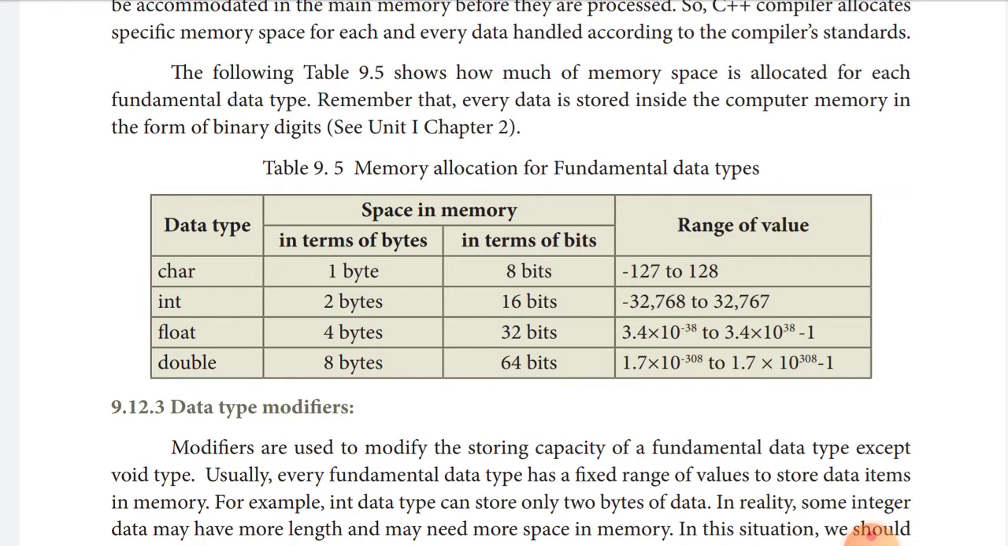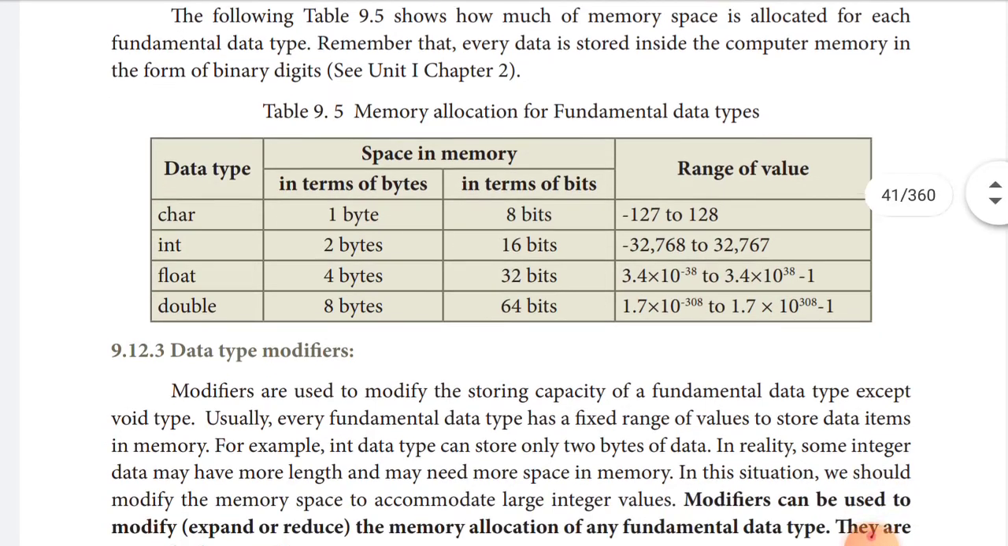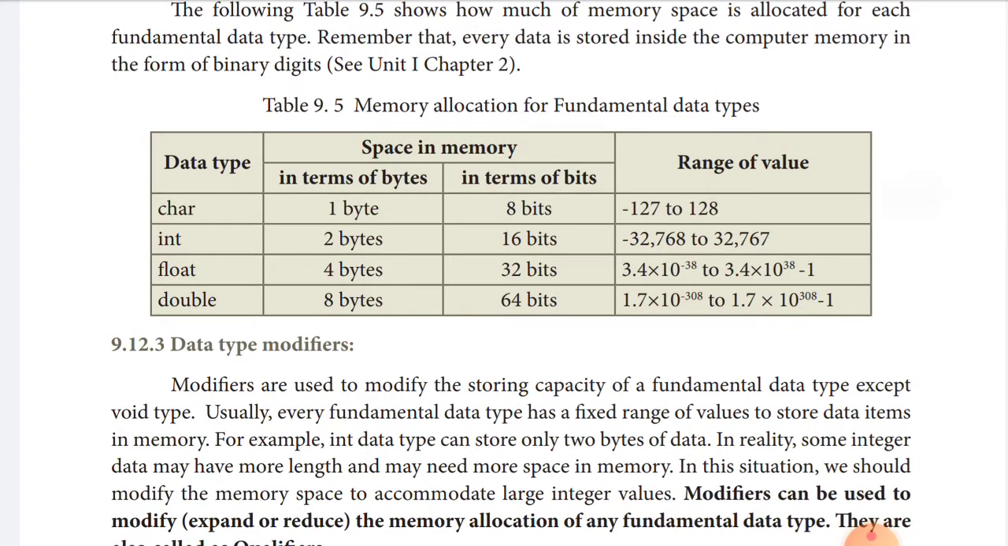First is the data type, space in memory, and range of values. The first data type is character. It uses 1 byte. What is a byte? 1 byte is 8 bits. What is the range of the value? Minus 128 to 127. And integer uses 2 bytes, which is 16 bits. What is the range of the value? Minus 32,768 to 32,767.